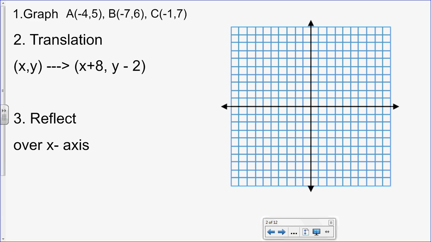Okay, so we plot the points. So 4 back and 5 up. Label it A. Plot your next point, negative 7, 6. Label it B. Plot your third point, C, as negative 1, 7. Connect the dots.